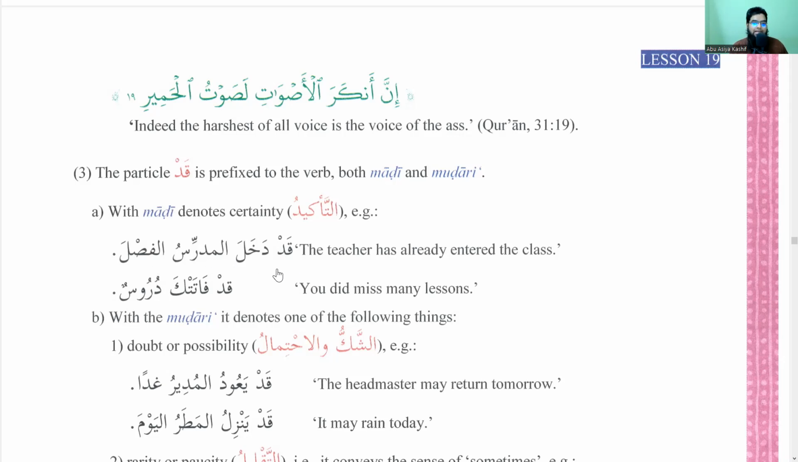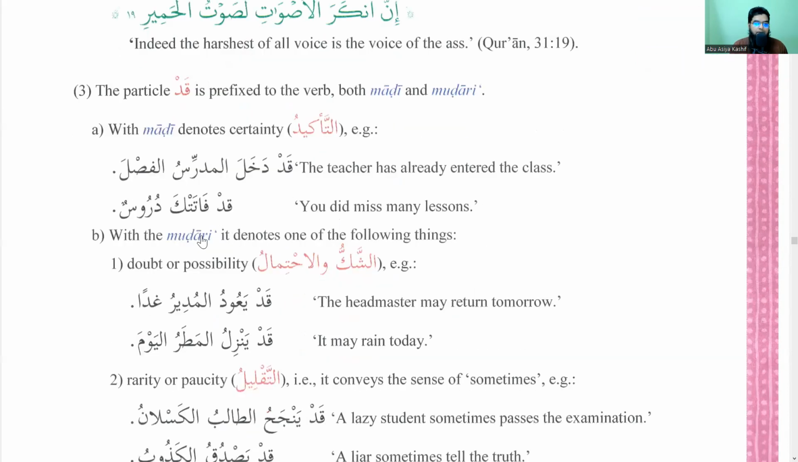That means already entered is also fine, but it could also show close past, that it has just happened. But generally, madi also means ta'kid. Qad with madi means surely, like inna. It gives the meaning of inna. But with muda'ara, no. It's the opposite of inna.